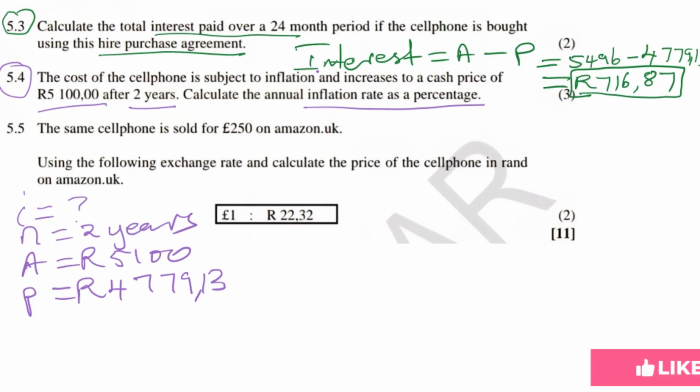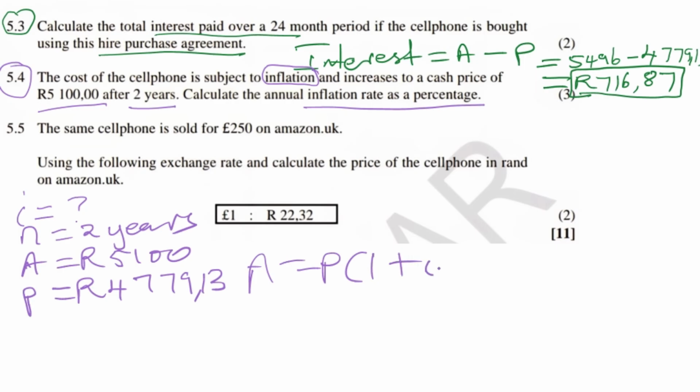Now, when you are dealing with problems on inflation, you need to use the compound formula. A equals P, open brackets, 1 plus I, to the power of n. This one is the compound formula. What I can do here, I can right away substitute and then quickly find my unknown value, which is I in this case. Or I can derive this formula in such a way that it has I as the subject of the formula. So let me do that.